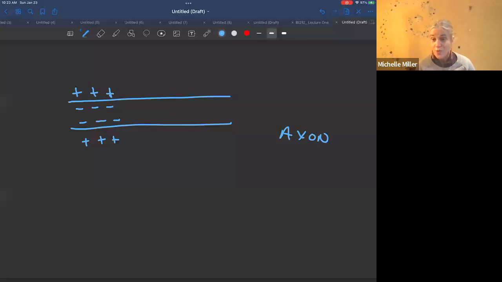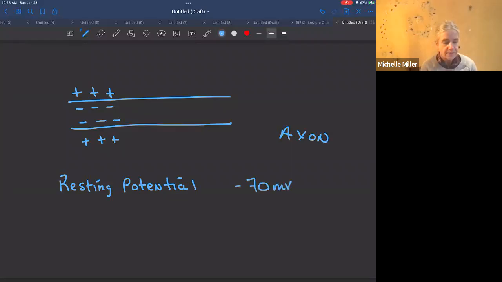So this is at rest. We have what is referred to as the resting potential. So this is when a neuron is not sending an impulse. And the resting potential is measured at a negative 70 millivolts.